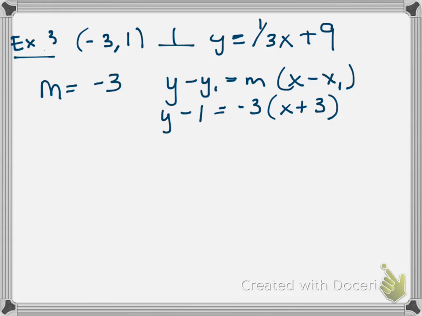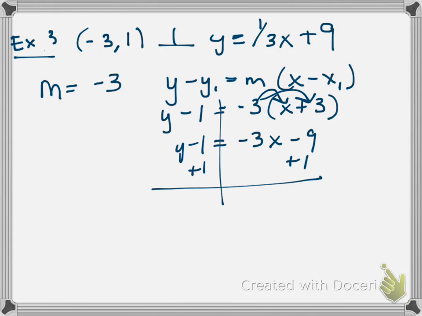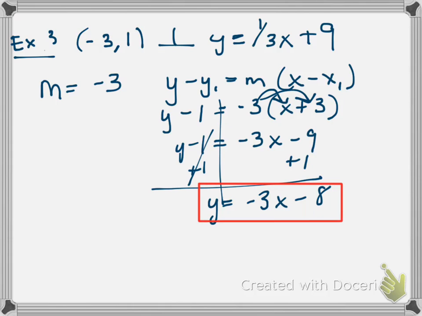So let's go ahead and solve. What's the first step? Distribute. So y minus 1 equals negative 3x, negative 3 times positive 3, negative 9. Now what? Add 1 to both sides. Y equals negative 3x minus 8. Any questions? And again, double check yourself by looking at the slope. I have a slope of 1/3. Is this the opposite reciprocal? If it is, then you at least got that part right, so you're in the right direction.